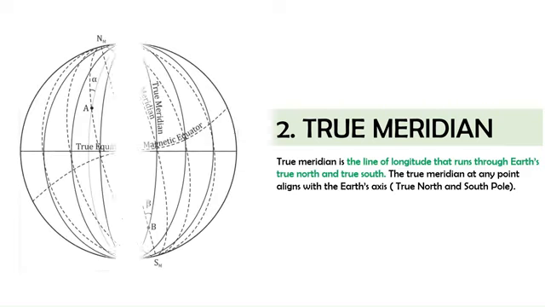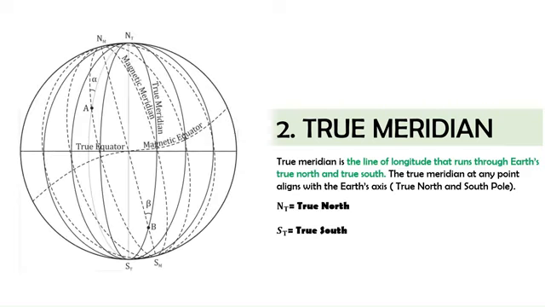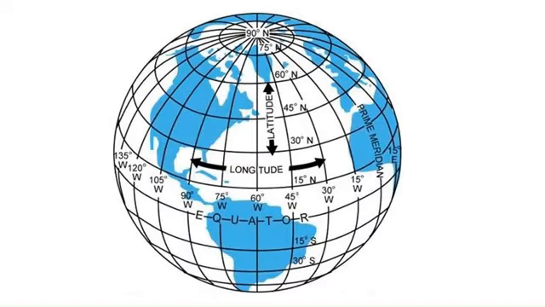Number 2 is true meridian. True meridian is the line of longitude that runs through the Earth's true north and true south. The true meridian at any point aligns with the Earth's axis, that is, true north as well as the south pole. Each point on the Earth's surface can have its own unique true meridian. As you move eastwards or westwards from the prime meridian, the longitude values of the true meridian will vary.